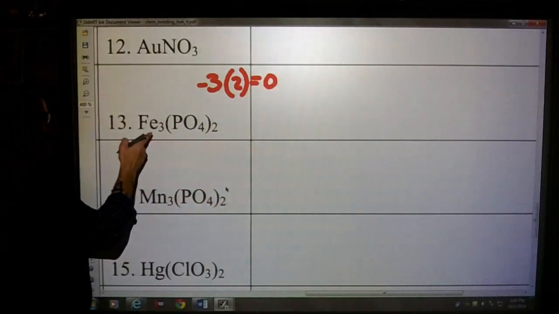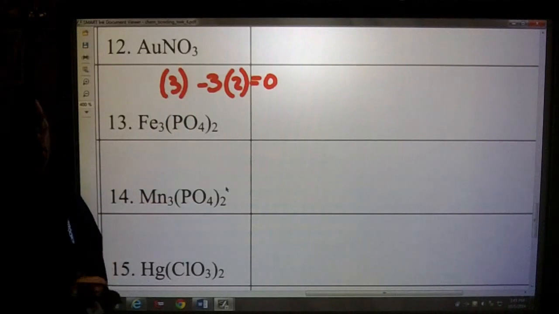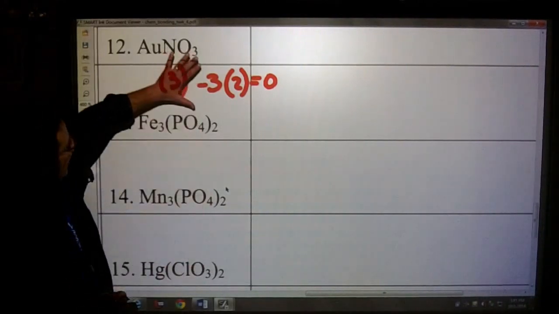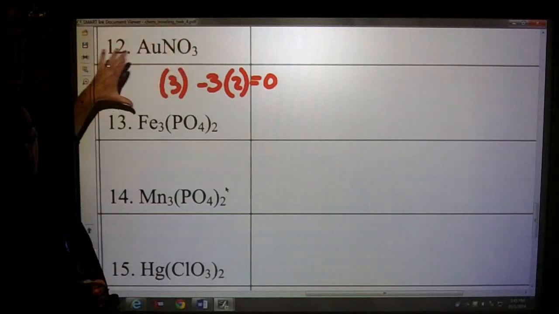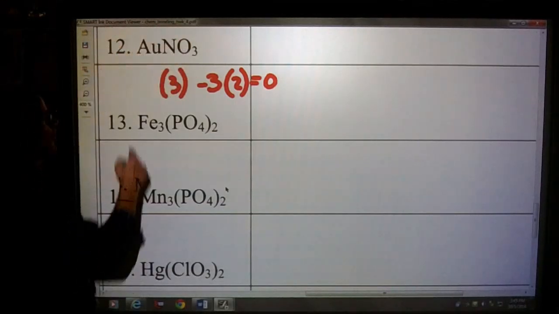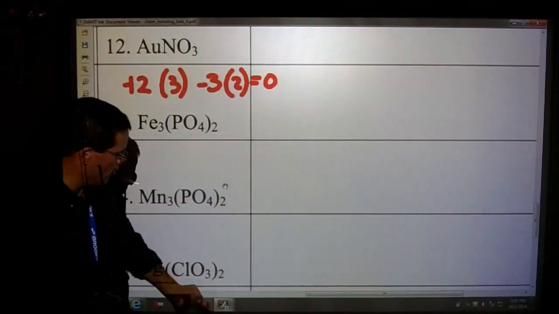Okay? Ask yourself, how many iron atoms do you have? You have 3 of those. So to balance the charges out on this, we have a -6 charge over here. We have 3 atoms, so we're looking for a total of a +6 charge on the left-hand side. So that means that the iron has to have a +2 charge.